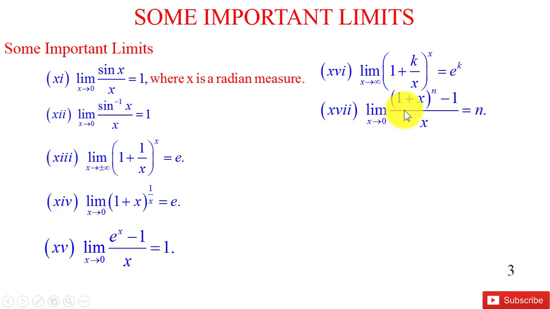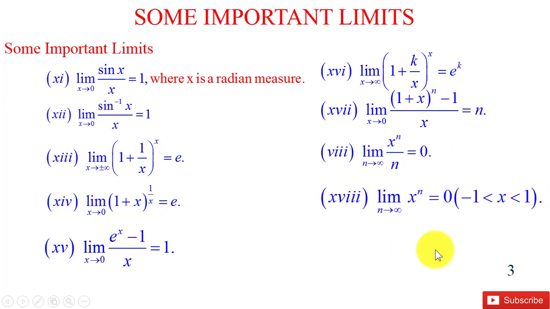The limit as x tends to 0 of ((1 plus x) whole raised to the power n minus 1) by x is equal to n. The limit as n tends to infinity of x raised to the power n by n is equal to 0. The limit as n tends to infinity of x raised to the power n is equal to 0 when minus 1 is less than x less than 1.